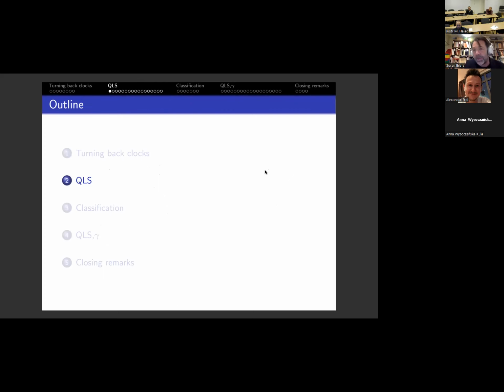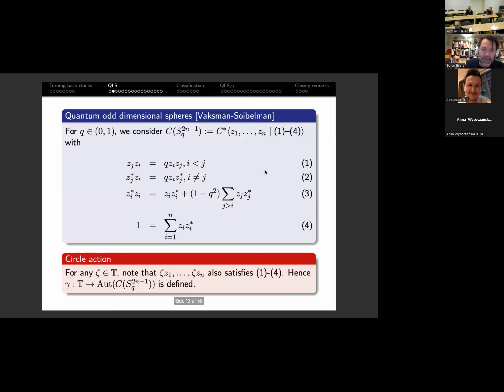Okay, now I'm going to tell you about quantum lens spaces, and this is really the subject of my talk. So I want to show you how to define the quantum lens spaces of Hong and Szymanski. And the idea is that you start with the quantum odd-dimensional spheres of Vaksman and Soibelman. And this is sort of a universal C-star algebra given by n elements z_1 up to z_n, and then they have to satisfy these relations.